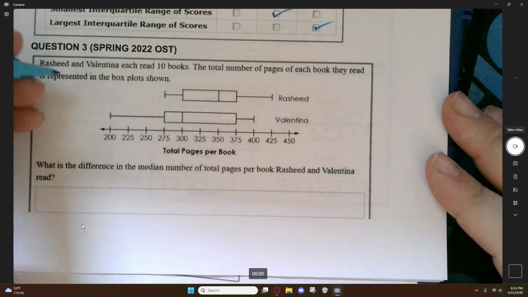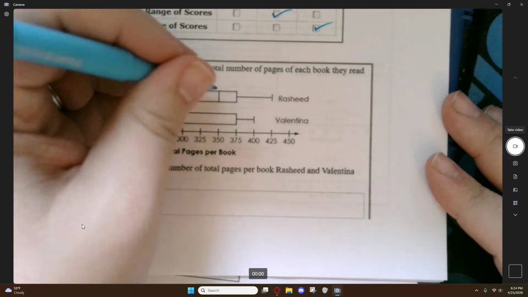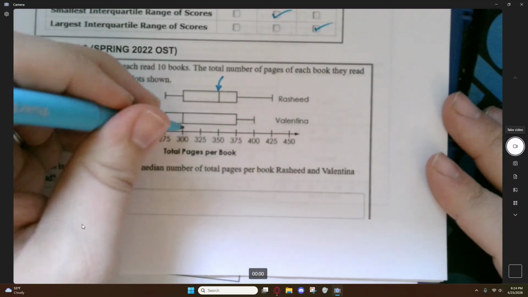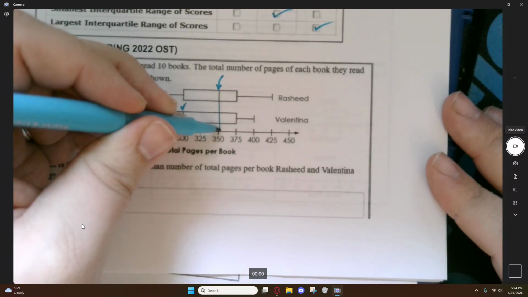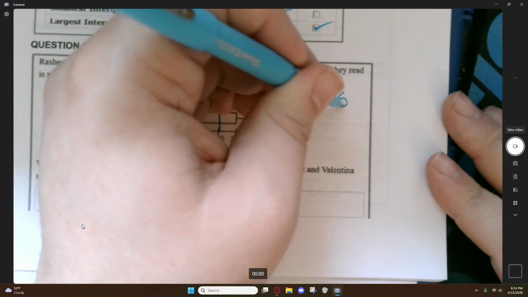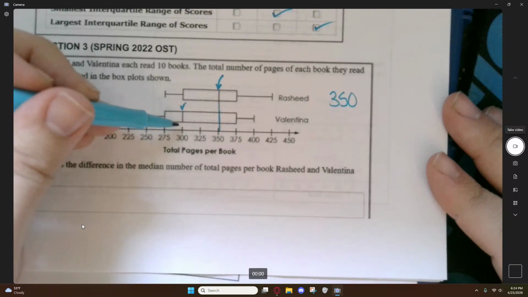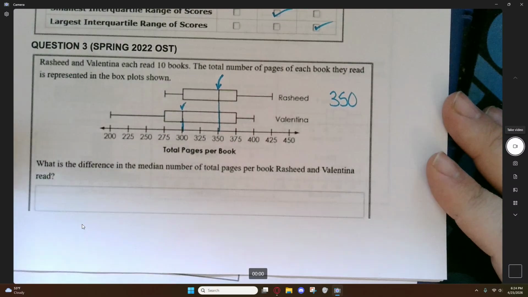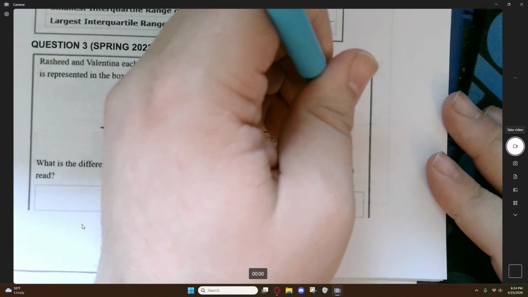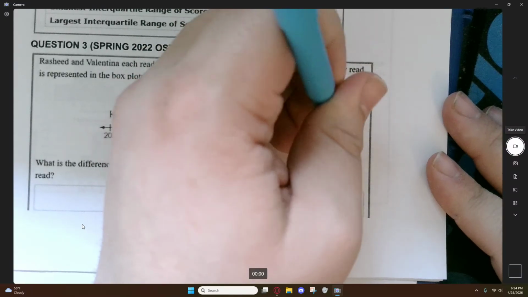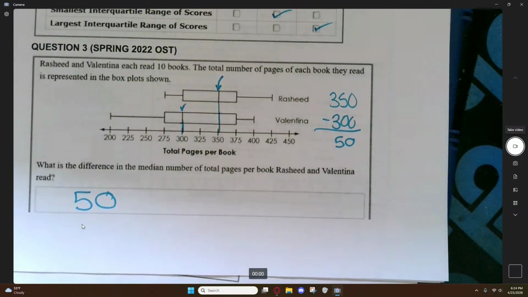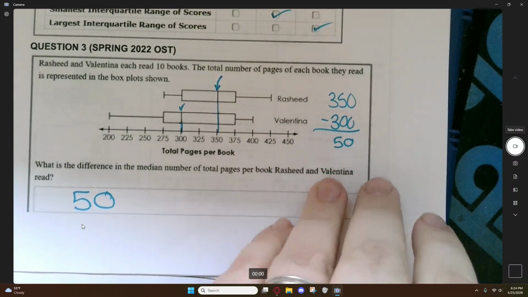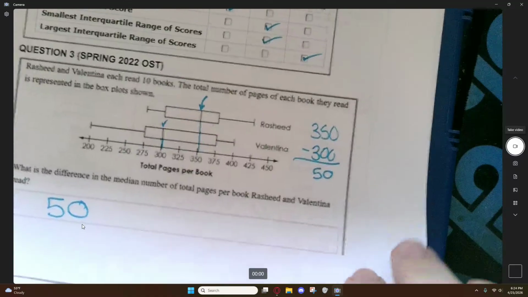So, remember, in a whisker plot, your median is the line in the middle of the box. So Rashid's median would be roughly 350. And Valentina's median would be 300. 350 minus 300, because you're looking for a difference, is 50. That question takes 5 seconds.